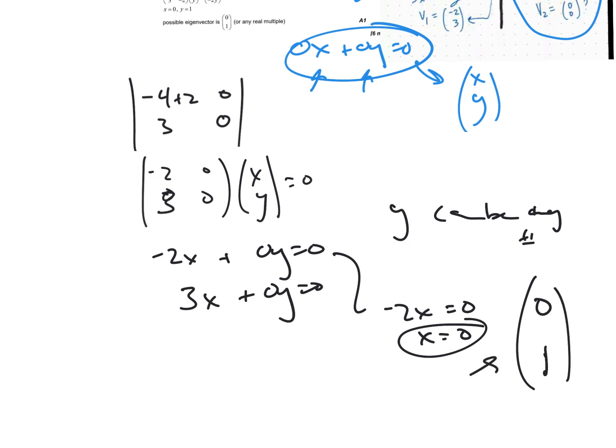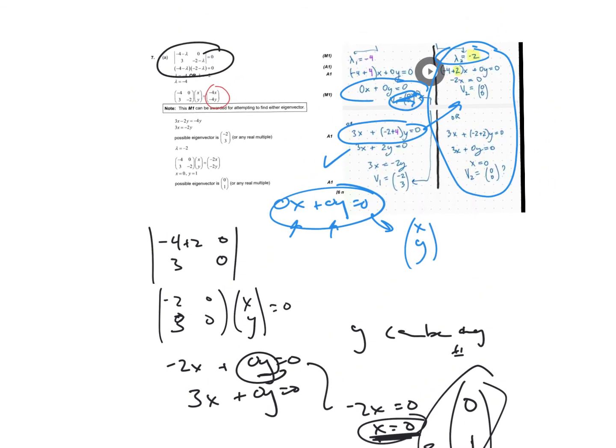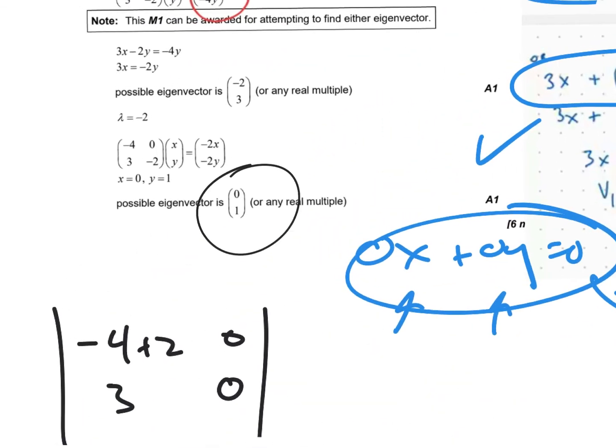And so that's why we can have this vector, because we know x has to be 0 and y can be any number we want at all. And so we do get the 0, 1, which is, I believe, the appropriate vector that we can see here. I hope that helps. Let me know if it doesn't.